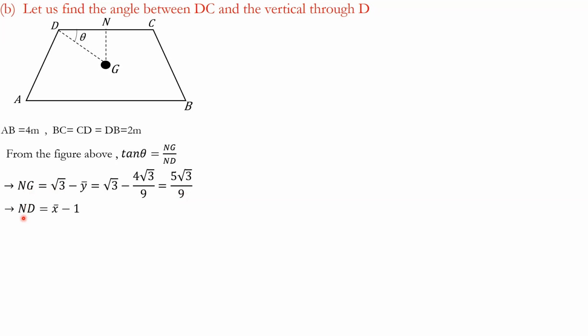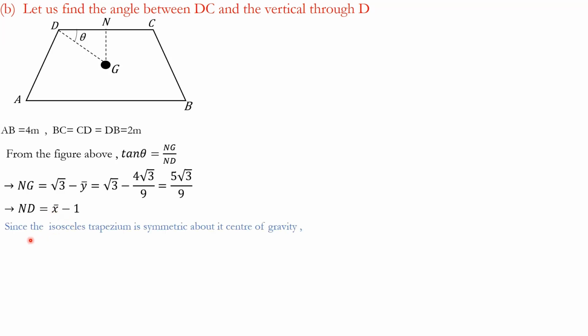Let us move forward and then obtain ND. ND here is actually going to be equal to what? X bar minus 1. Why x bar minus 1? Remember, this x bar is the distance from the y-axis of this lamina, which I told you guys that we should put in the table, for it's going to help us furthermore in this question. So this x bar, we can easily determine.